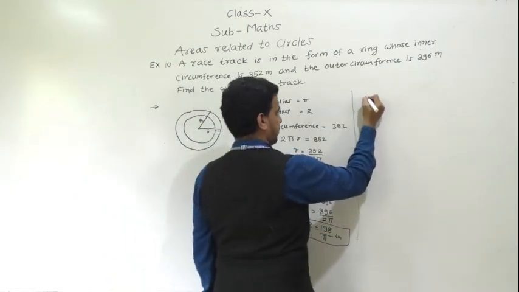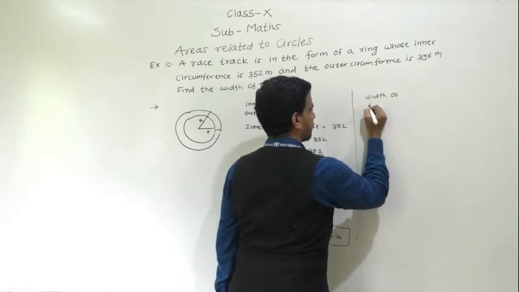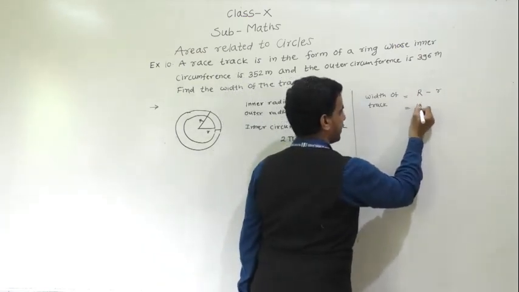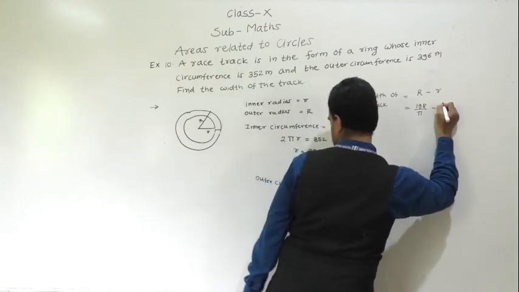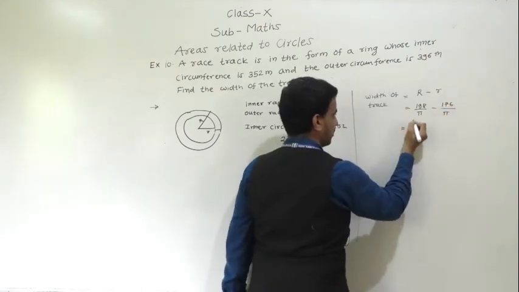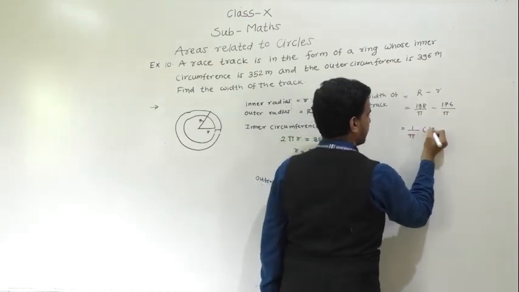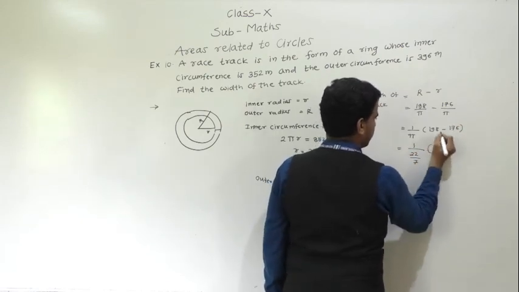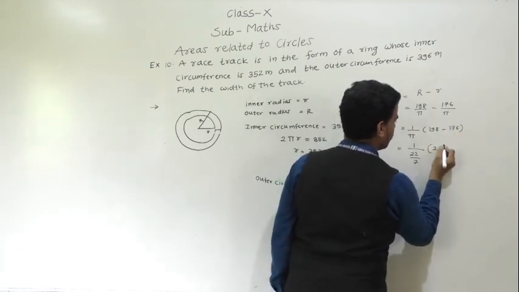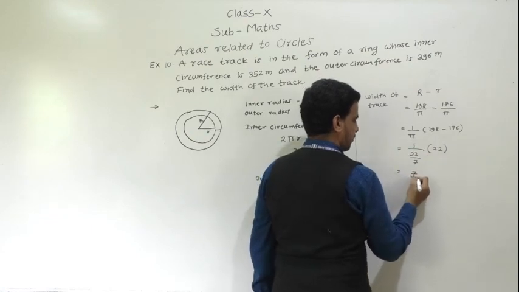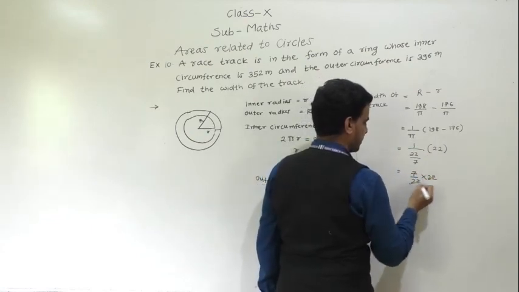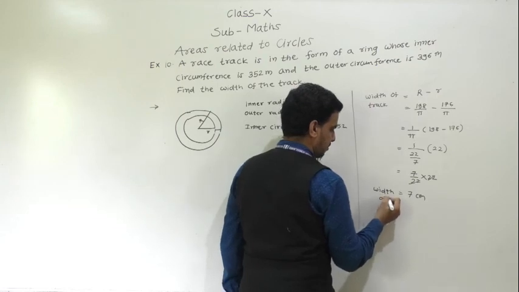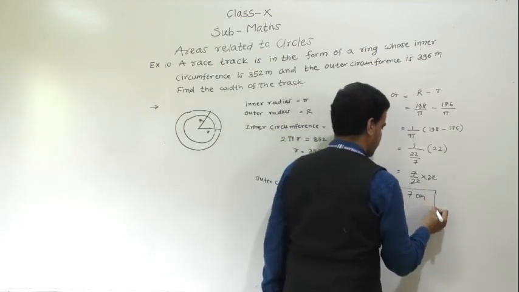Now width of the track is equal to capital R minus small r, so capital R is 198 upon pi minus 176 upon pi. 1 divided by pi, take common, what remains is 198 minus 176, so 1 divided by pi into 22, that is 22 by 7 into this: 8 minus 6, 2, 9 minus 7, 2. So this is 7 by 22 into 22, this will get cancelled, answer is 7 centimeter. So width of the track is equal to 7 centimeter.